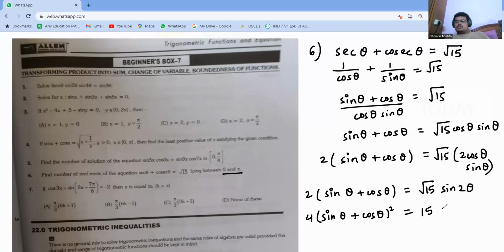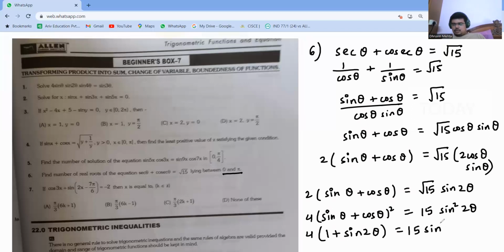This is one of the formulas. Which formula is this? Sine plus cos the whole square. It will be 1 plus 2 sin theta cos theta, so it's 1 plus sine 2 theta, which is equal to 15 sine square 2 theta.